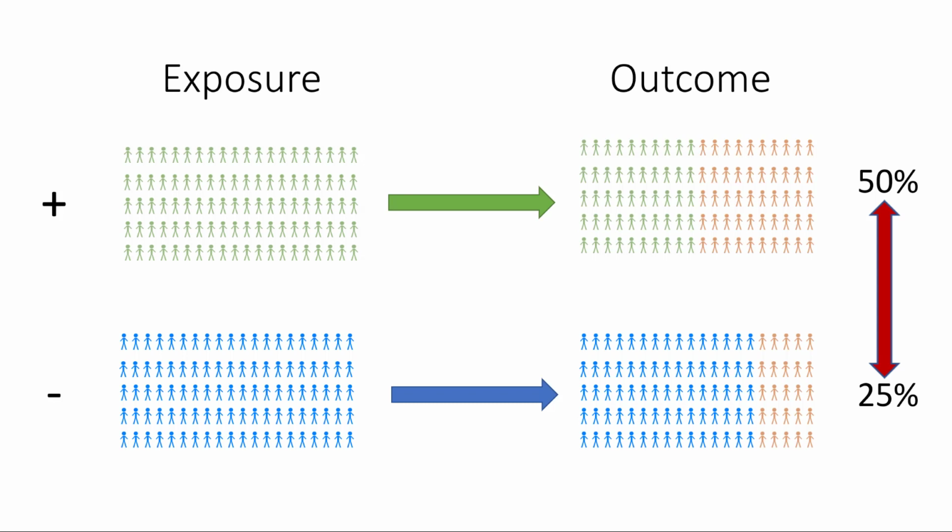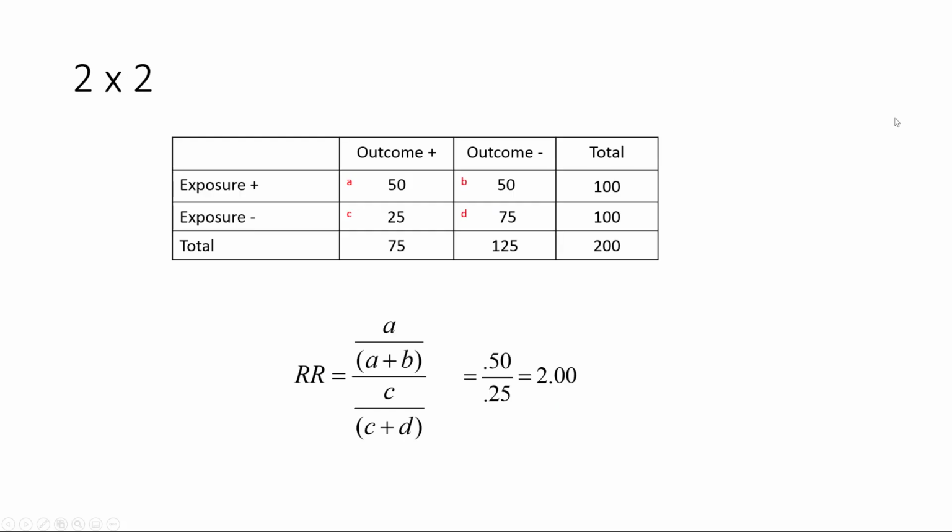Individuals who were in the exposed group were twice as likely to develop the outcome compared to individuals in the unexposed group. 50% versus 25%. That's all the risk ratio is. Now, you may be asked to calculate it from a 2x2 table. In that case, you would see something like this.